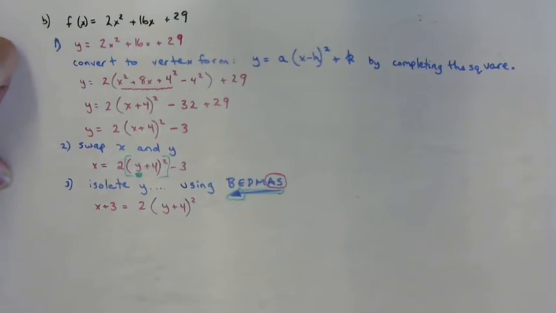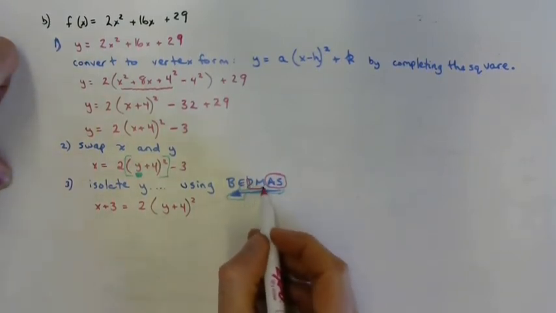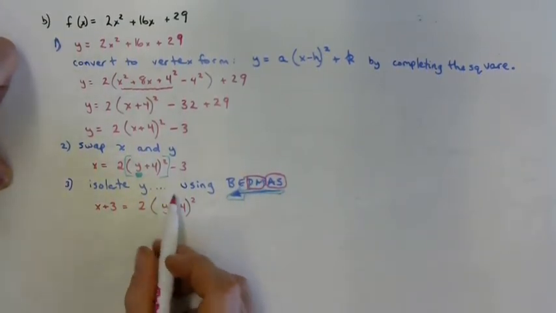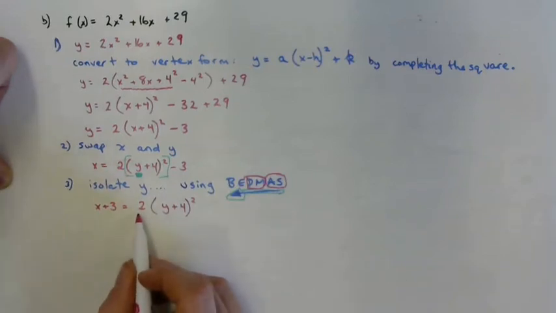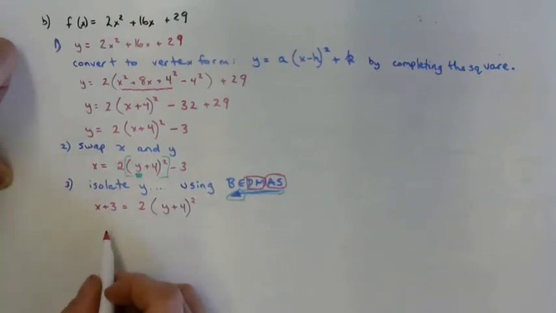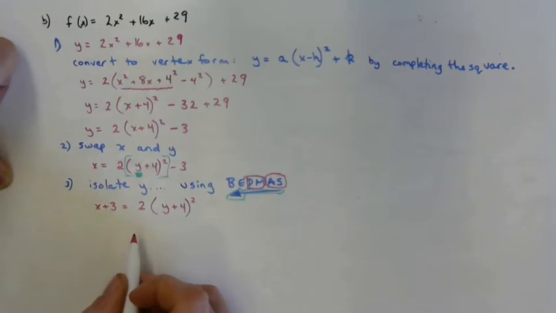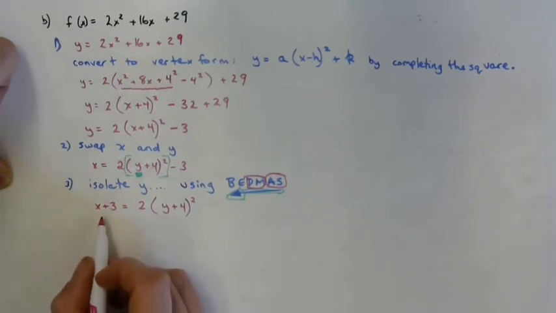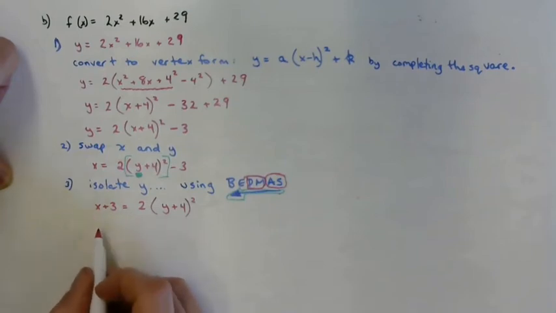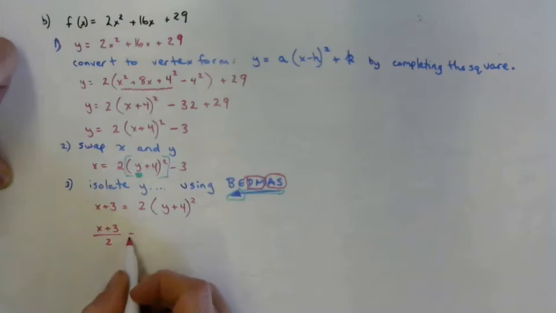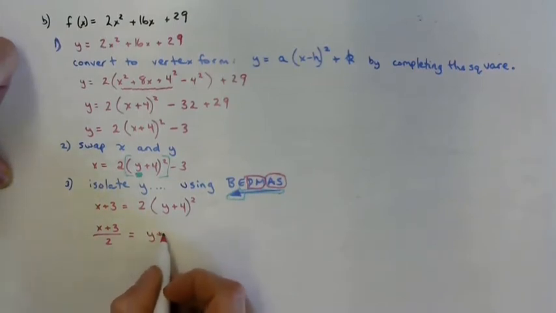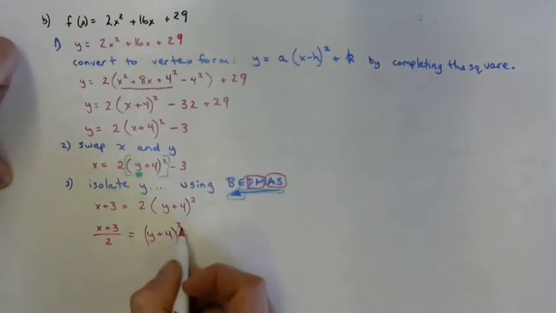What's next? Multiplication or division. I see there's a group being multiplied by 2. So divide both sides by 2. Watch very carefully. The left side is x plus 3, and that whole thing has to get divided by 2. And on the other side, y plus 4 in a group, squared.